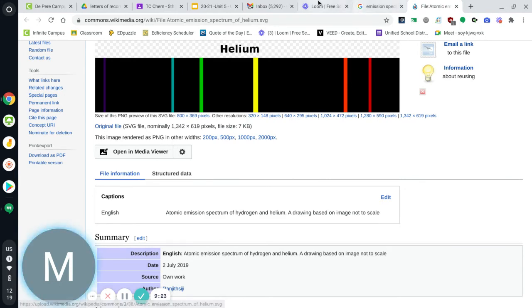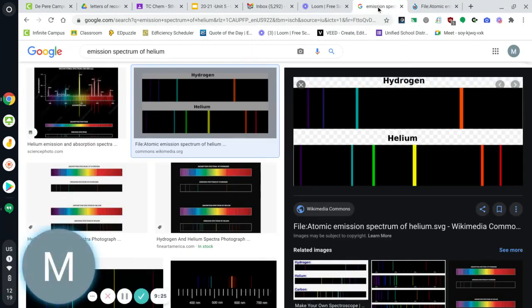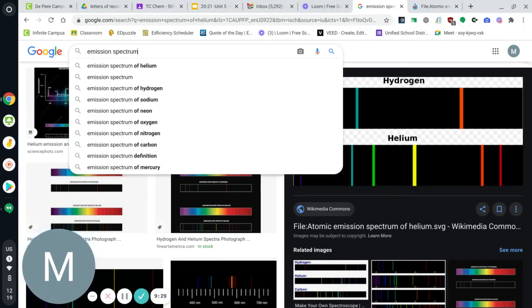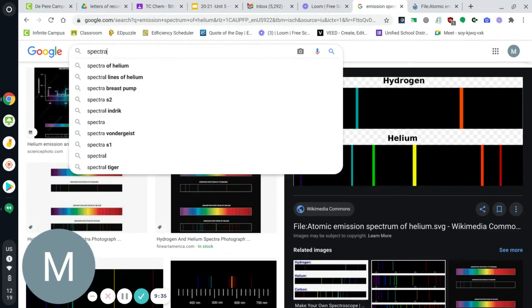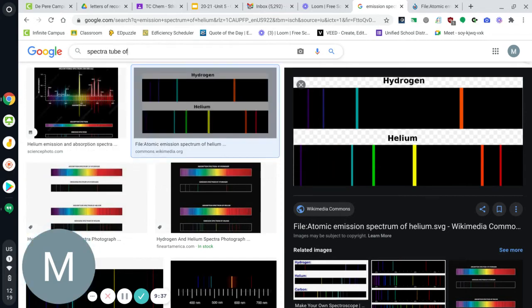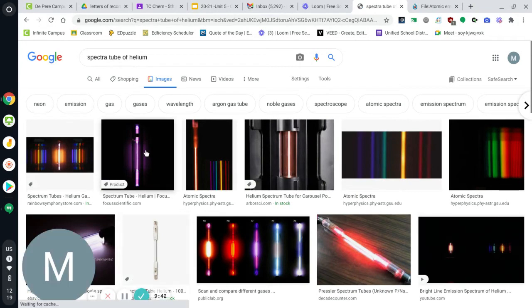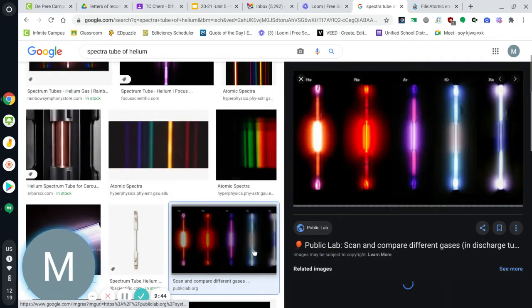Now, how do we see helium? All right, let's do this type of thing. Emission, what do I want to call it? Spectrotube. I don't know, maybe it's one of these. Oh, here we go. Let's pick on this one.